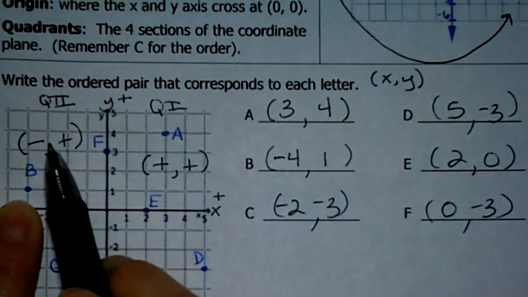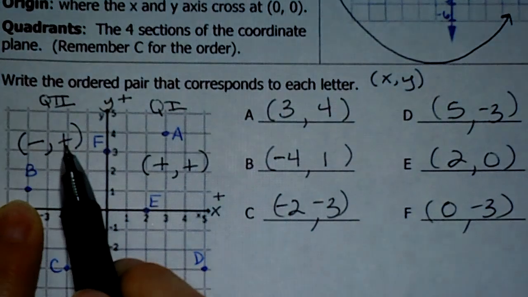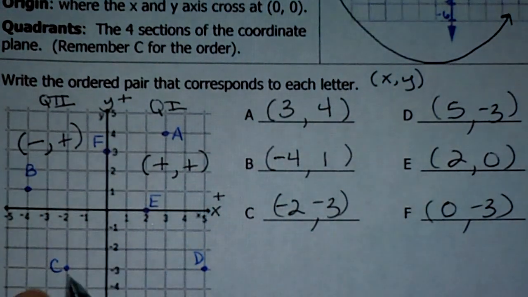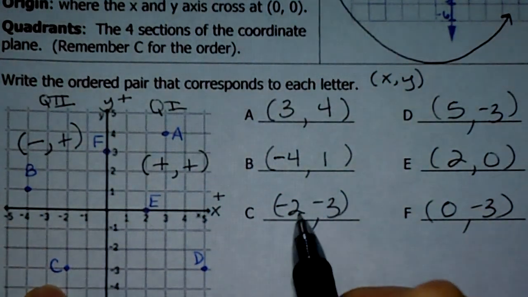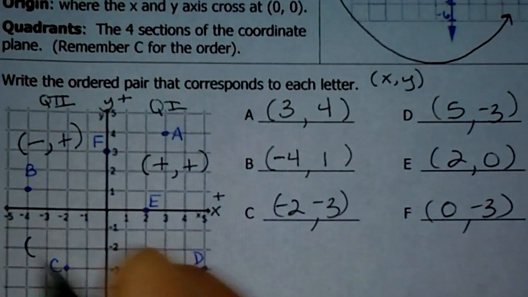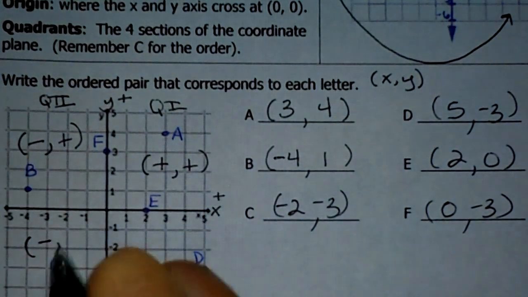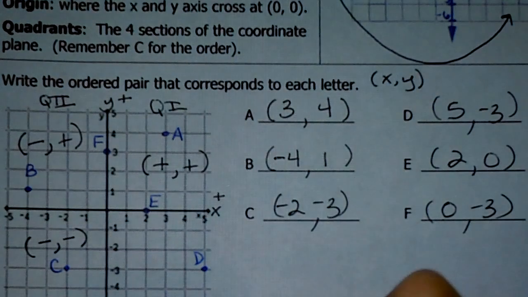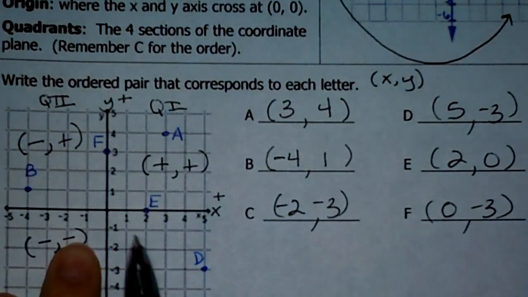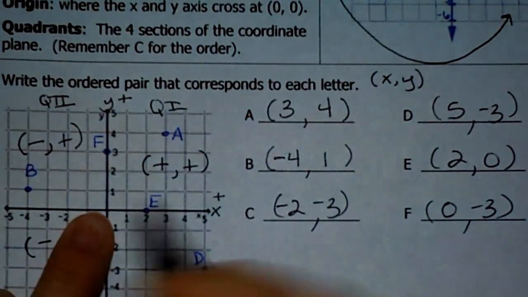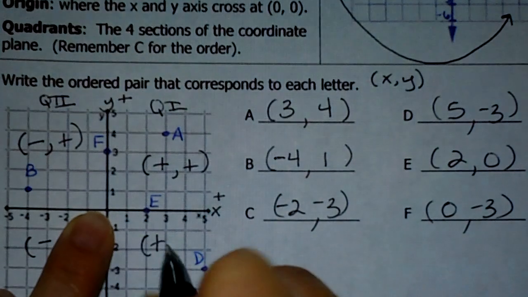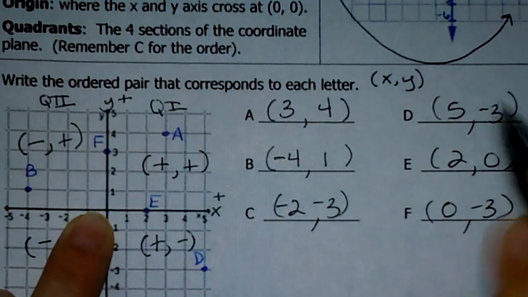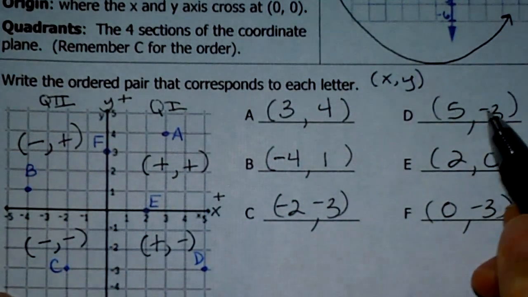All ordered pairs in quadrant 2 will be negative, then positive. If you're in quadrant 3, like C is, that's a negative, negative. To get into C, you'll always have to go left and then down. It looks like C is sleepy, doesn't it? Shh. All right. Anyway, now to get into quadrant 4, you'll have to go right on the x-axis and then down to get in there, just like letter D, positive, then negative.